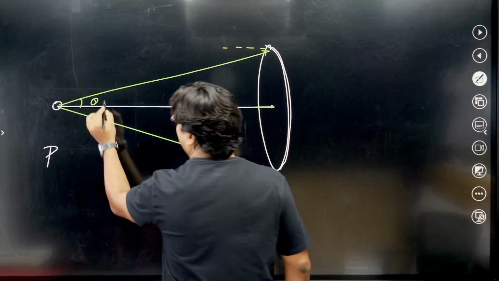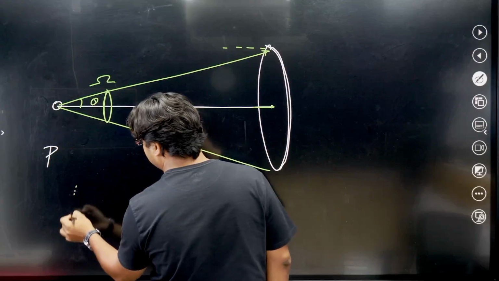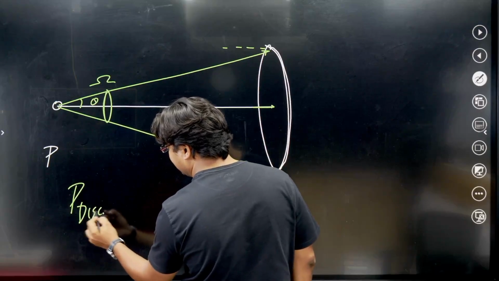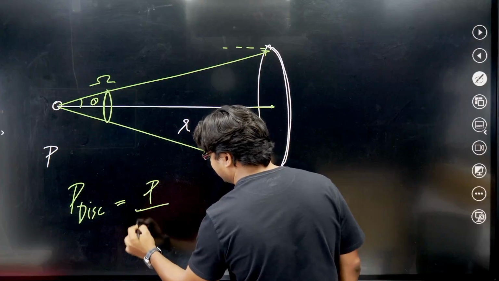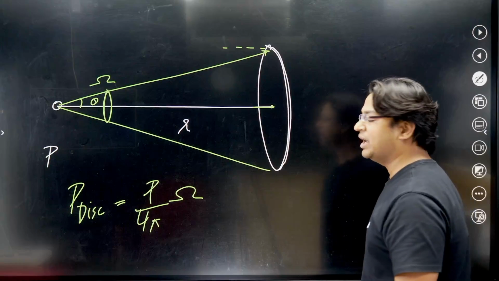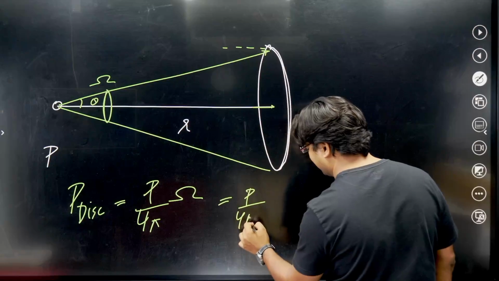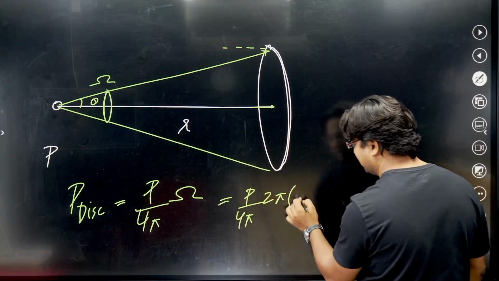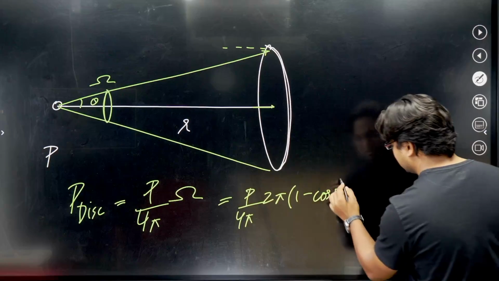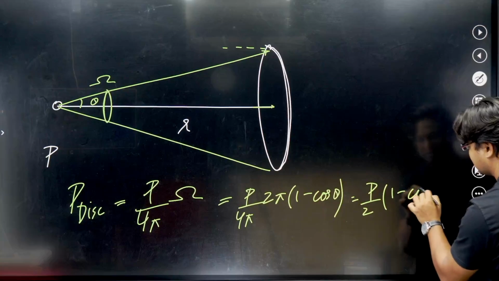Whatever this solid angle is, I will say that the power incident on the disk can be written as total power divided by 4 pi multiplied by omega, where omega is the solid angle. And how do we write it? So it is P by 4 pi into 2 pi (1 minus cos theta). So this power will be P by 2 into (1 minus cos theta).